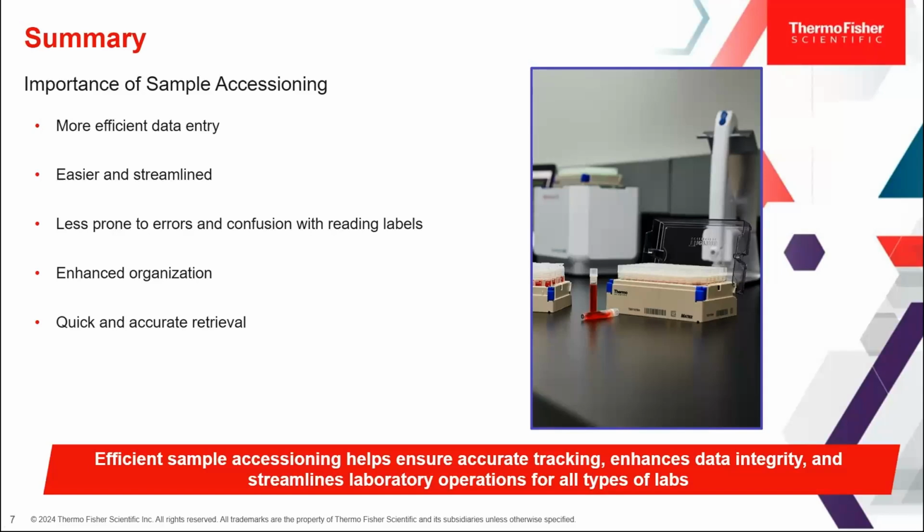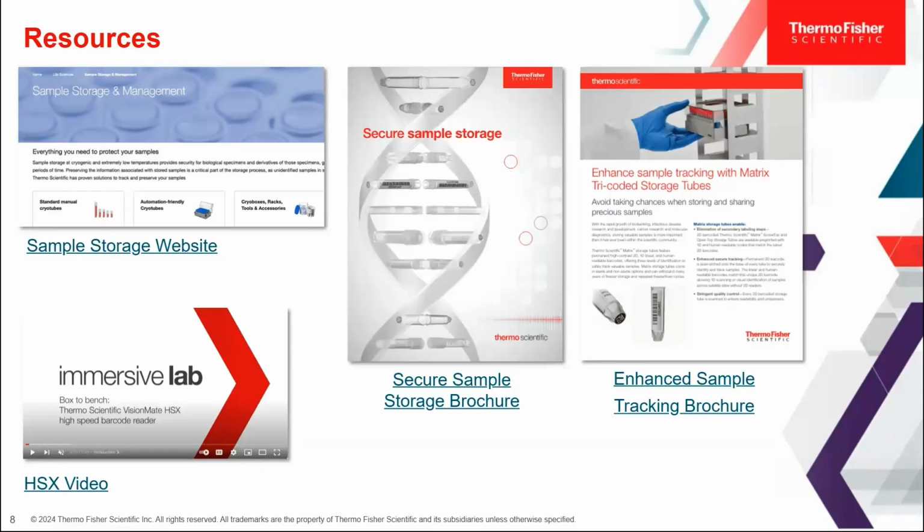It's less prone to errors and confusing labels. You have enhanced organization, and quick and accurate retrieval of samples. And when you need to share those samples, all of that data is captured and stored. So again, as we end, I want to say that efficient lab accessioning really does help ensure accurate tracking. It enhances data integrity and streamlines lab operations for all kinds of labs.